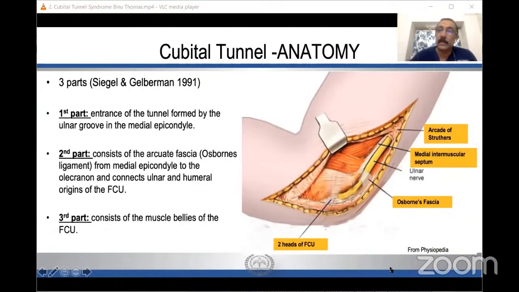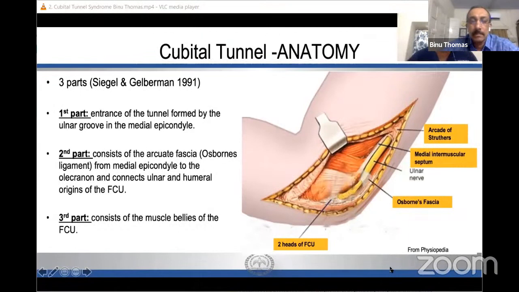And the third part of the cubital tunnel is the area of the ulnar nerve under the muscle bellies of the flexor carpi ulnaris. The medial intermuscular septum, as well as a structure called the arcade of Struthers, which is a thickening in the fascia between the triceps and medial intermuscular septum, are also seen to have some compressive effect on the ulnar nerve, and this also needs to be released in the management.